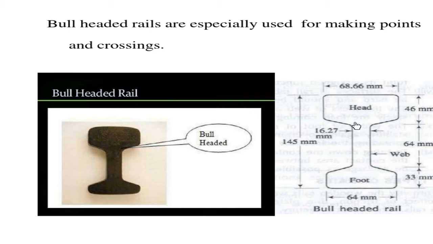Now here you can see the head table and the foot table, upper table and the lower table. The head has a width of 68.66 mm and the foot has a lower dimension of 64 mm. Here the height is 33 mm, here it is 46. So the upper table is made thicker, and this is the difference of bull-headed from that of the double-headed. These are especially used for making points and crossings. The arrangement which is used for turning the trains from one track to another is points and crossings, and this bull-headed rail is especially used for making them.